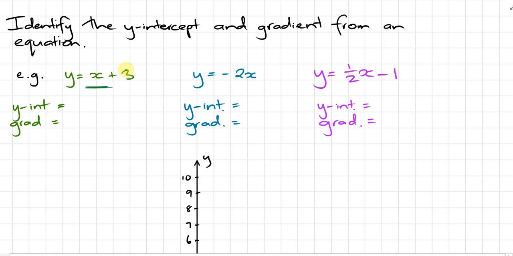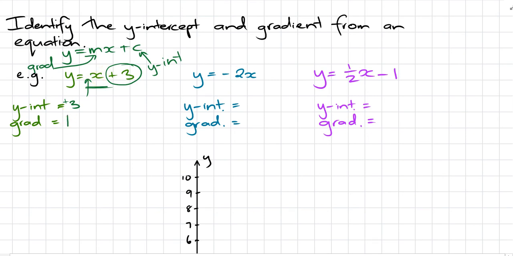So the y-intercept in this equation is that number there, so 3. And remember, the general form for the equation of a line is y equals mx plus c. So c is the y-intercept, and then the number in front of x is the gradient. So the y-intercept is 3, and in this case it's positive 3. And the gradient is the number in front of x. So that number there is actually 1.